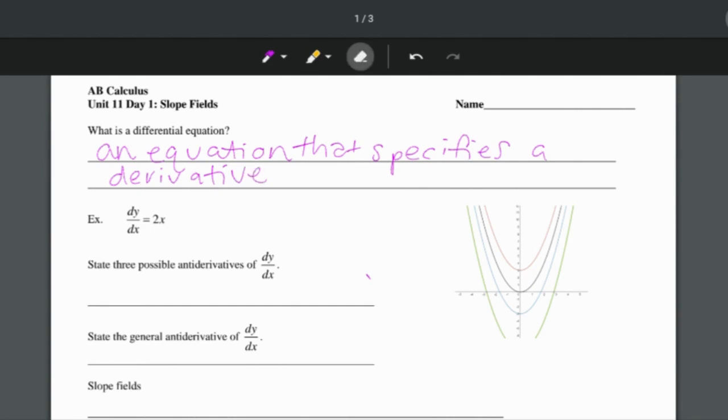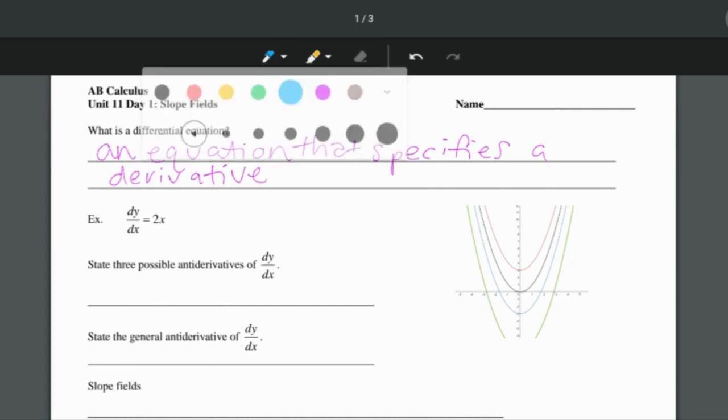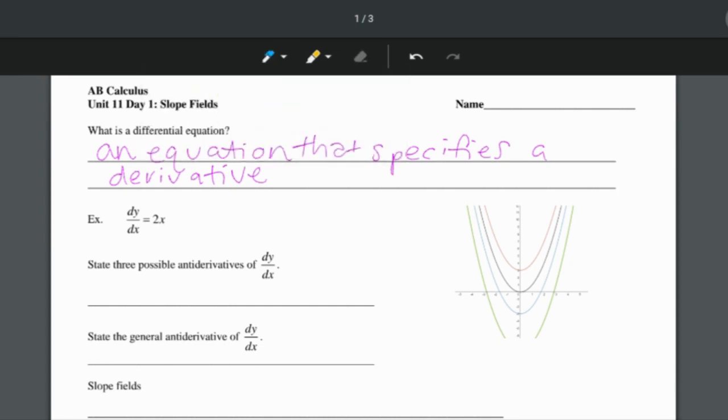And you guys know a derivative, another way of describing a derivative is really just the slope of the tangent line. So maybe write that down, that a differential equation really just gives you the slope of a tangent line. It's another way of thinking about it.